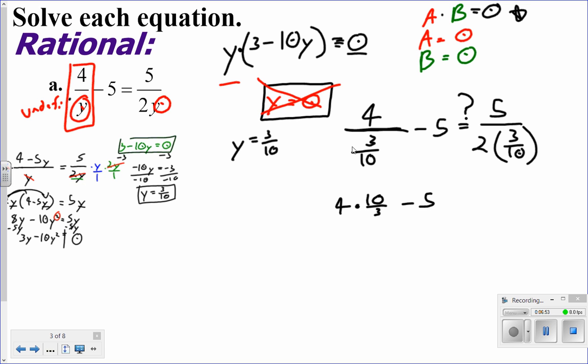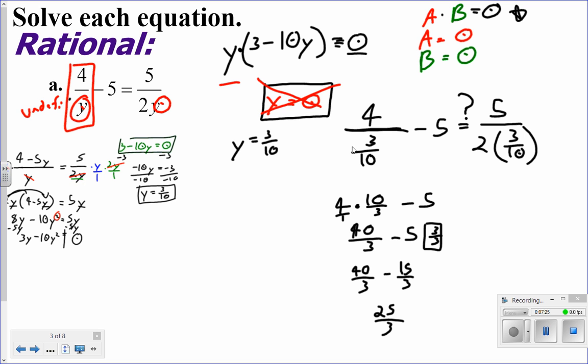Okay, well then I'm going to get, this is like 4 over 1, I get 40 over 3 minus 5. Well, in order to subtract things, I need a common denominator, so I'm going to multiply this by a form of 1, 3 over 3, and I get 40 over 3 minus 15 over 3, which simplifies to 25 over 3. So that's my left side.